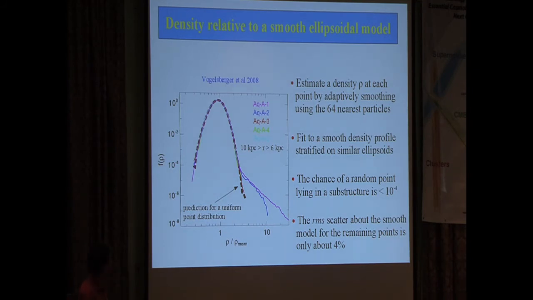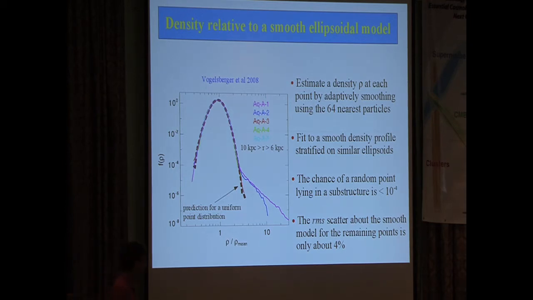Now it turns out that for the measured distribution from the simulation, there are so many particles in here, about 100 million, that you can actually see the difference in width between the simulated result and what you get for a perfect uniform distribution. You can measure the scatter from the difference in variance. And what you find is the RMS scatter about the smooth model is only 4%. So you ask, how well is it fit by an ellipsoid? It's amazing. You can fit a simple ellipsoidal model with a power law stratified on concentric similar ellipsoids over this whole region, and it fits to within 4%.